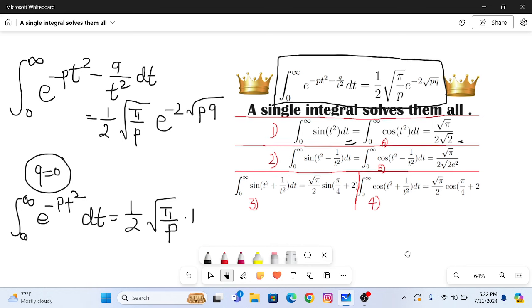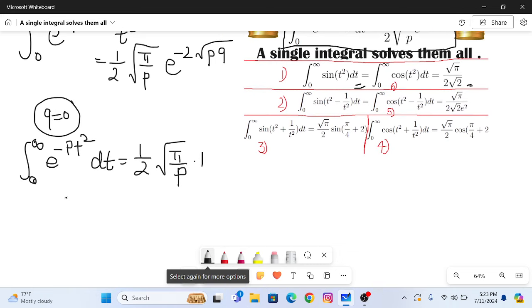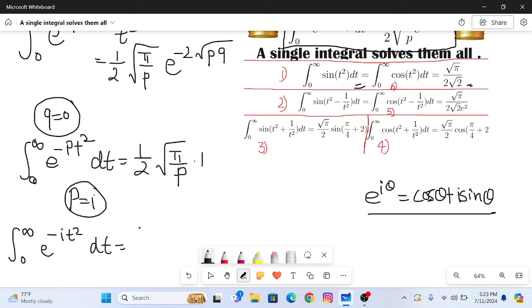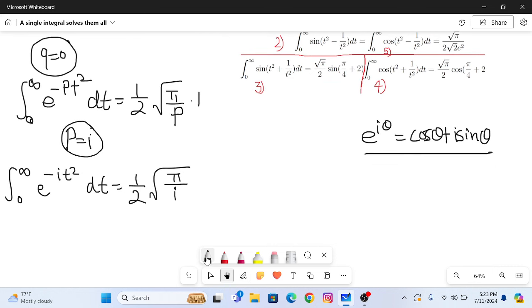How? What you need to do is just substitute p as i. Substitute p as i, and over here we will have the integral from 0 to infinity of e to the power minus i t square dt, and we know that e to the power i theta can be broken as cos theta plus i sin theta. So we will use this formula to break the integral into two parts. And in the right hand side we have 1 by 2 square root of pi by i. Now using Euler's formula, I can write i as e to the power i pi by 2.